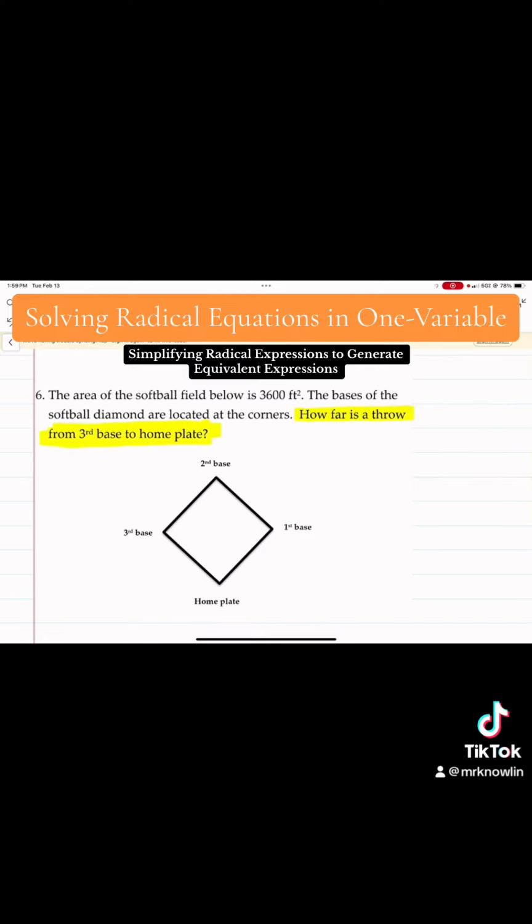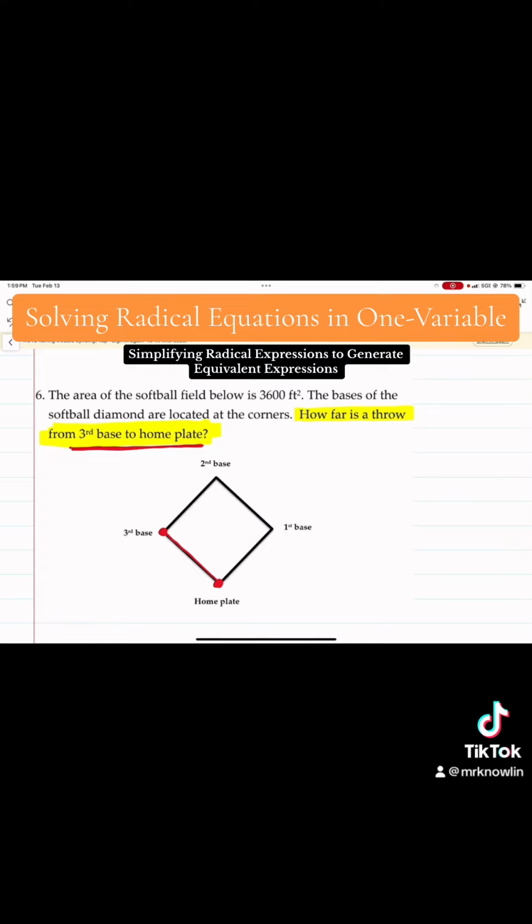Locate the question, read that first. This one essentially wants to know how far it is from third base to home plate. And the diagram is already labeled, so I'm just going to write over top of it. And there is third base to home plate. They want to know that distance.